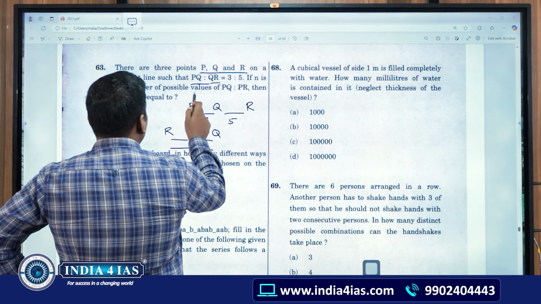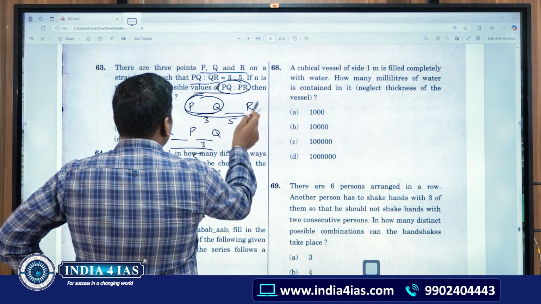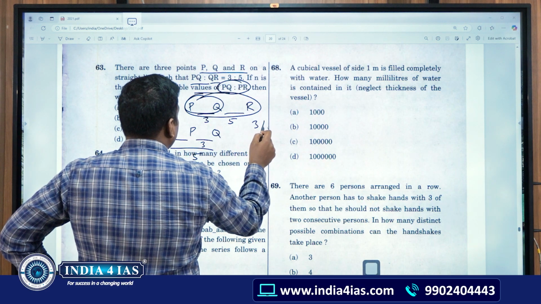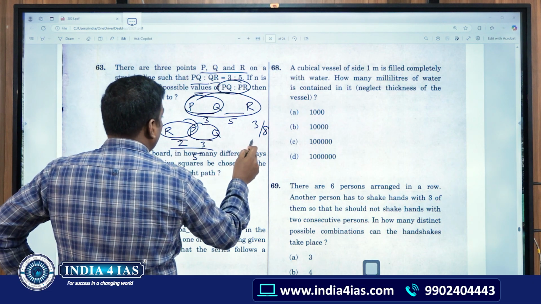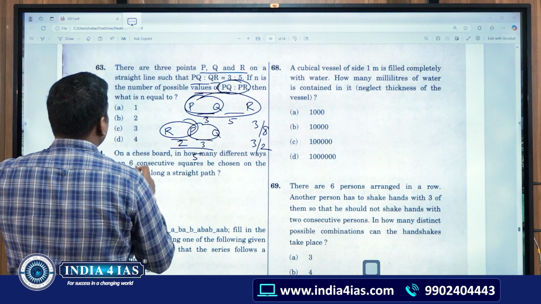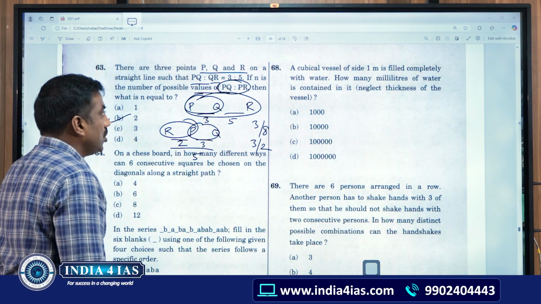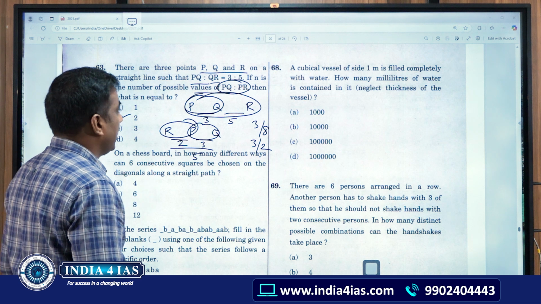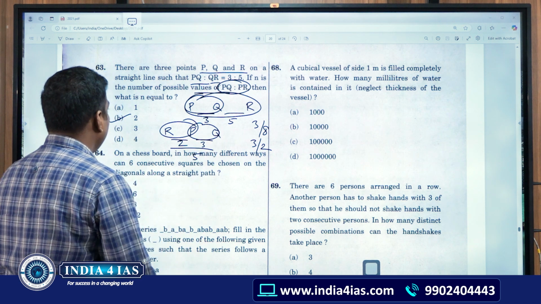If n is the number of possible values for PQ is to PR. See here PQ is to PR is 3 by 8. Here PQ is to PR is 3 by 2. So 2 values. Then what is n equal to? n is equal to 2. So PQ is to QR is 3 is to 5, then we have got 2 different values.